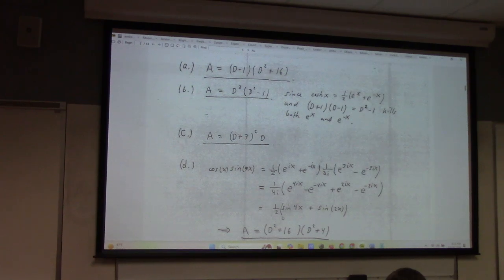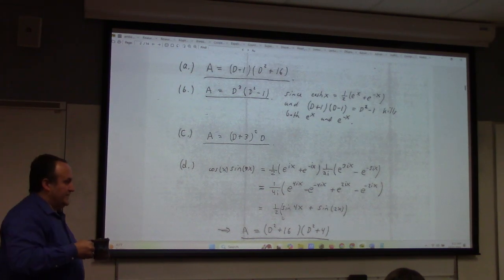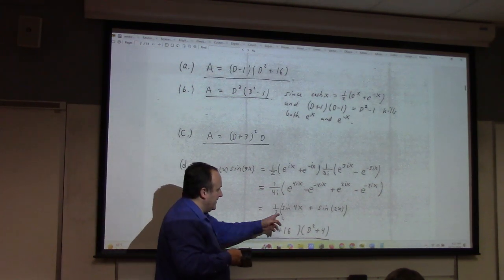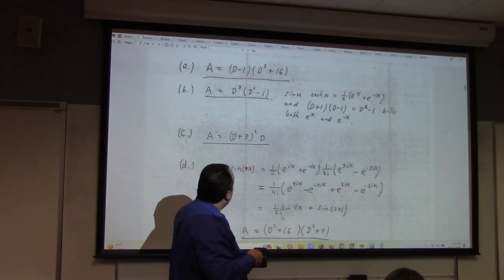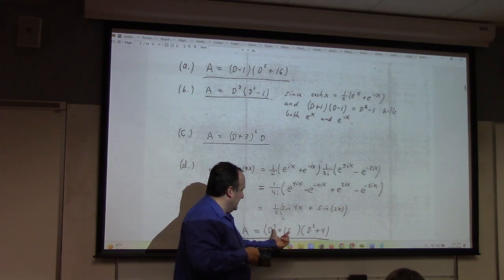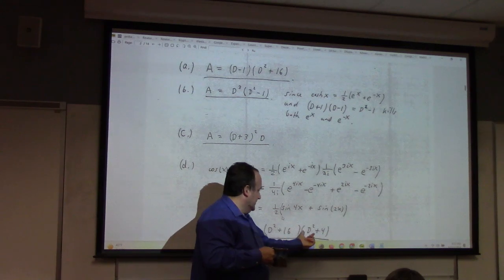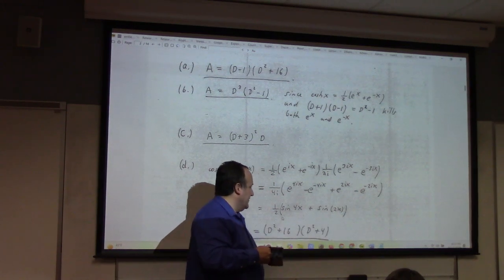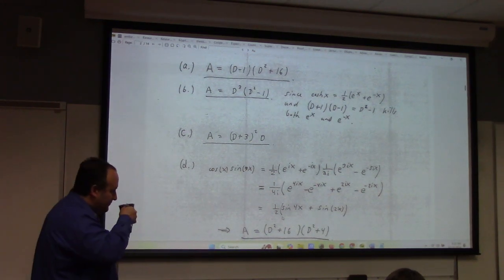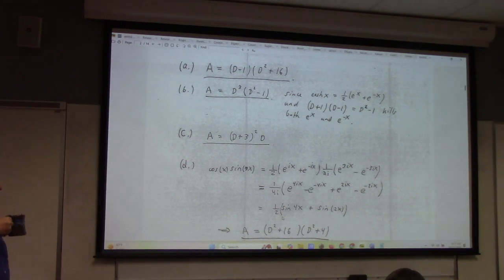I use imaginary exponentials to convert my given product of cosine and sine to a sum of sines. So as you can see, it's sine of 4x, sine of 2x. And as such, I can use D squared plus 16 to kill that guy, and D squared plus 4 to annihilate that fellow right there.